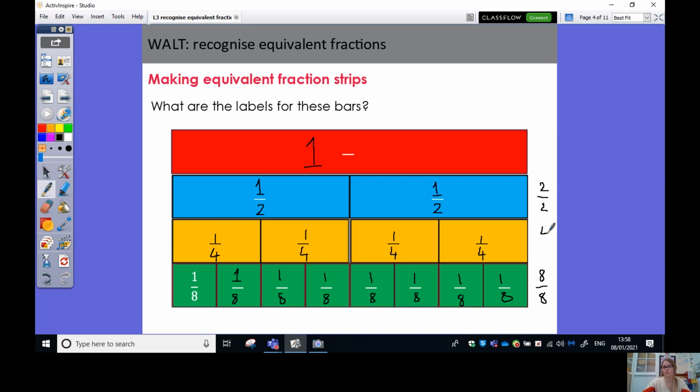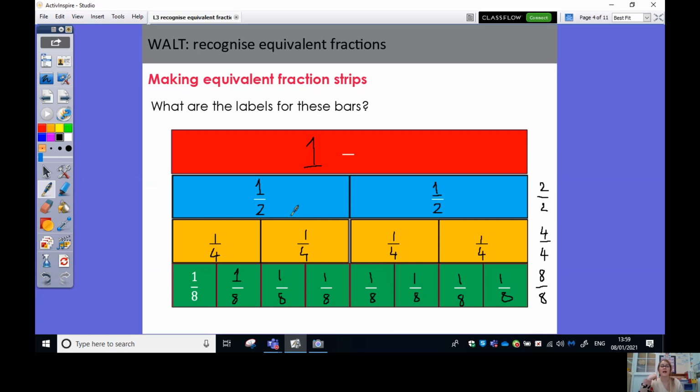And I had 4 quarters altogether, 4 quarters. Okay, so you might be able to notice something about this so far. Now, I want you to think about the key word in our work today, equivalent. Can you remember what equivalent means? I'll give you a second to think.